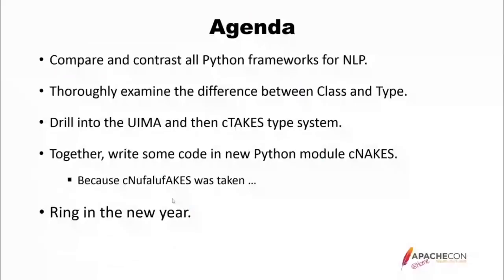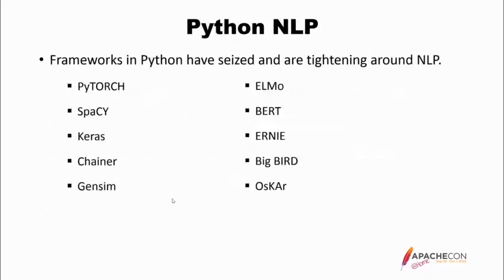All right, so what we want to present today, we're going to compare and contrast all of the Python frameworks for NLP. Then we're going to thoroughly examine the difference between class and type in software languages. After that, obviously, we're going to drill down into the UIMA and then cTAKES type system to get a full understanding of those. And then we're going to write some code in Python using the new cTAKES module in Python called cNAKES. And don't believe any of that.